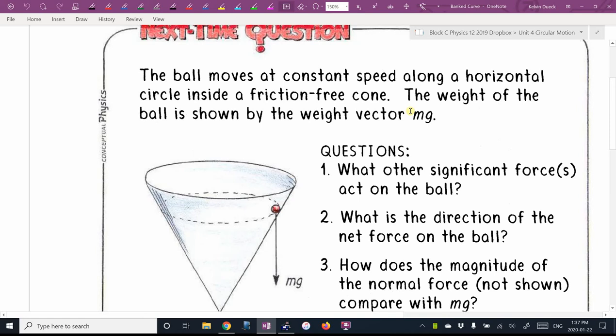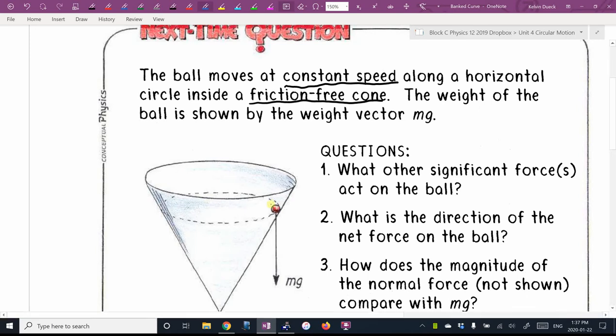Okay, so we have the ball. Key ideas: constant speed, no friction. And I've given you mg. What other forces must be acting on this? Why can't that be it? If that was the only force, which way would it have to be accelerating? Straight down. Okay, what else are we missing?